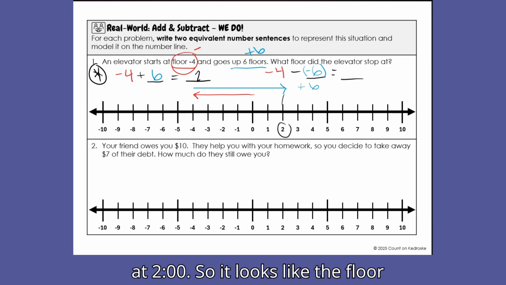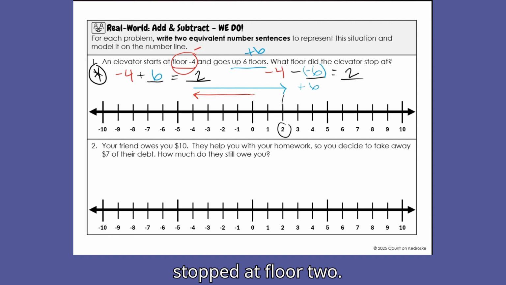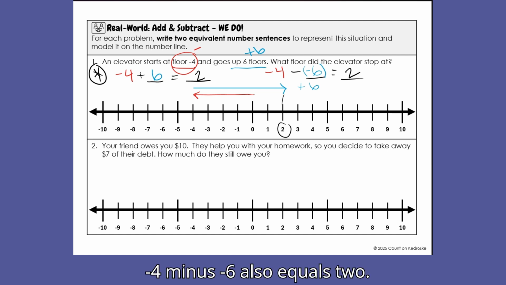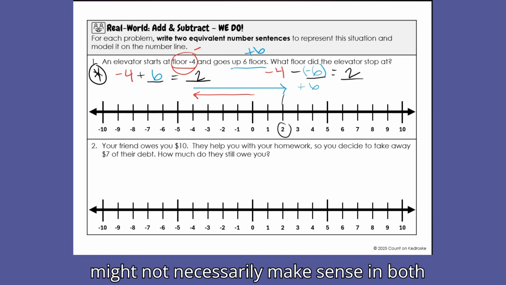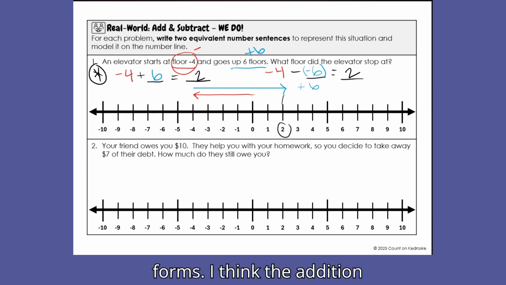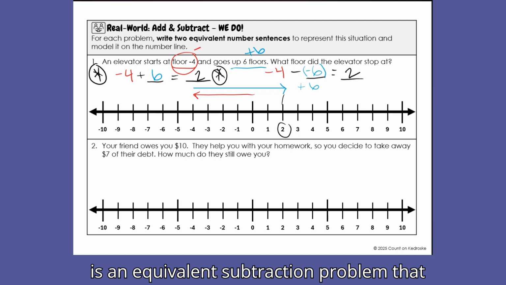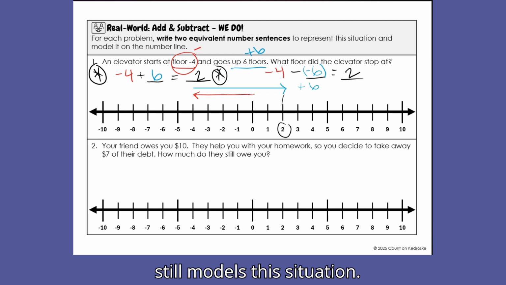So it looks like the floor stopped at floor 2. So the answer to both those number sentences would be +2. -4 plus 6 equals 2. -4 minus -6 also equals 2. This is, again, another story problem that might not necessarily make sense in both forms. I think the addition sentence makes way more sense, but there is an equivalent subtraction problem that still models this situation.